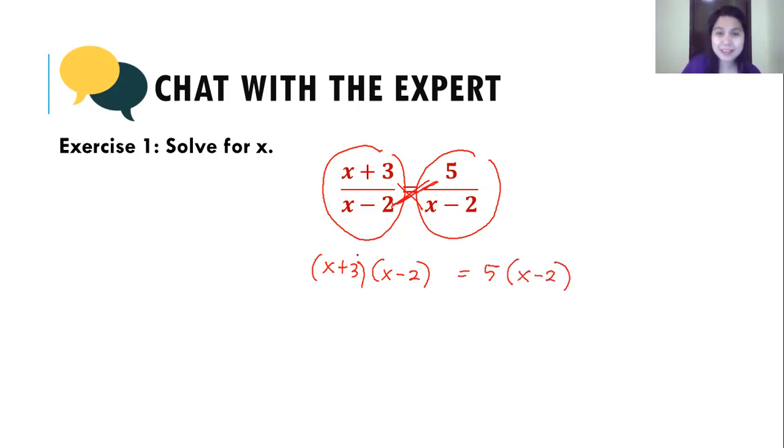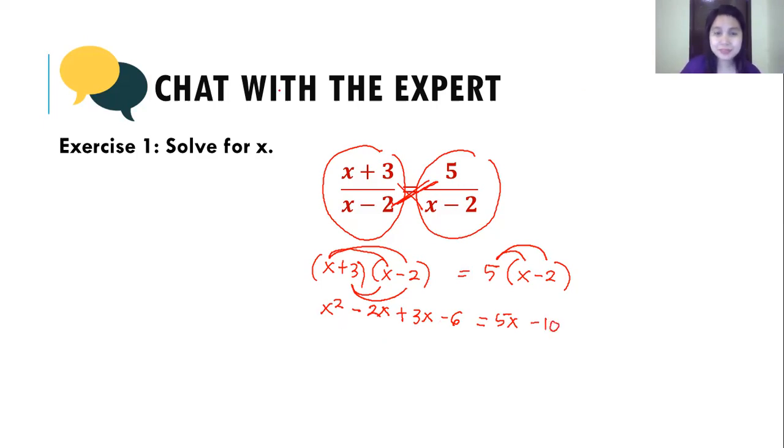Let us simplify it. Remove the groupings. X times x, x squared. X times negative 2, negative 2x. 3 times x, that's 3x. 3 times negative 2, you have negative 6. On the right-hand side, 5 times x is 5x. 5 times negative 2 is negative 10.